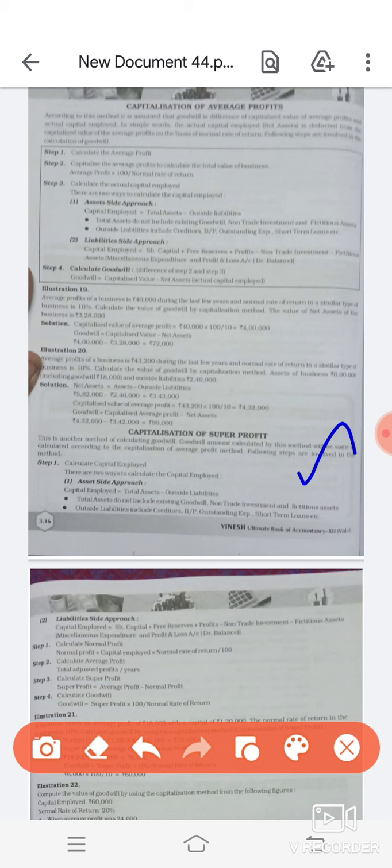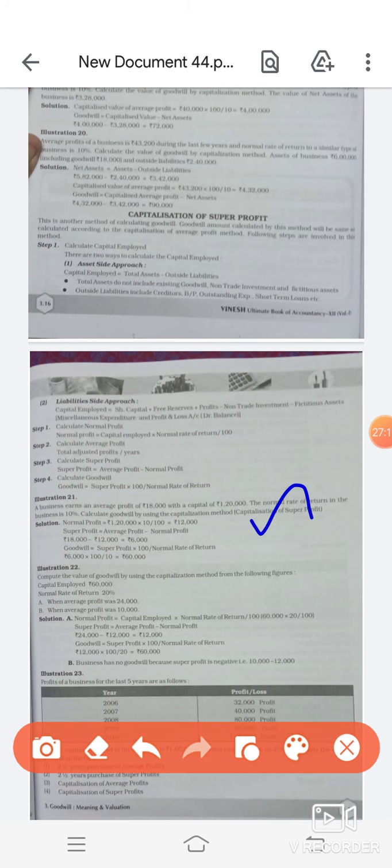Only in the last step is the formula different. In the super profit method, what is the formula? Goodwill equals super profit into number of years purchase. But in capitalization of super profit, instead of multiplying by the number of years purchase, we do super profit into 100 divided by normal rate of return. So only in the last step is the formula different. The other steps are the same as we followed in the super profit method.